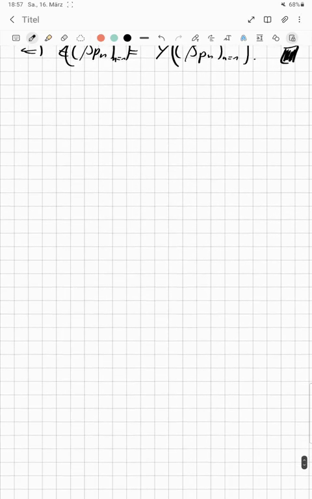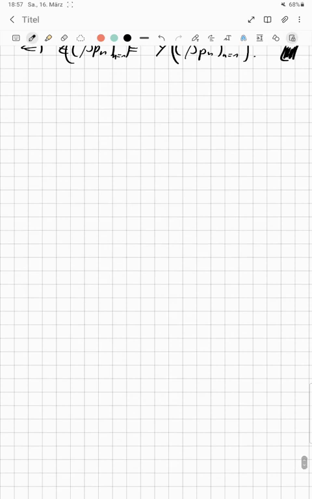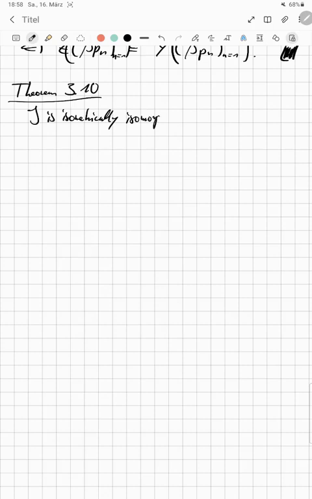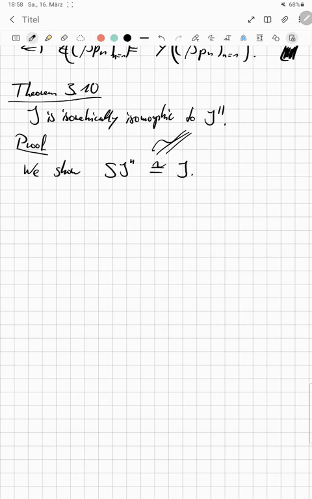And now the grand finale. Theorem 3.10. J is isometrically isomorphic to J'', even though it is not reflexive. This is so crazy. Okay, for this we show that S_J'', which is isometrically isomorphic to J'', is isometrically isomorphic to J.